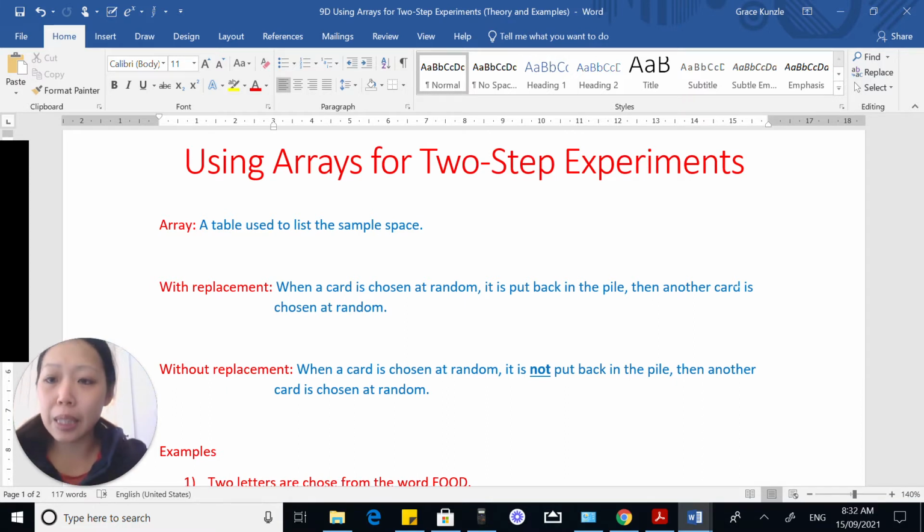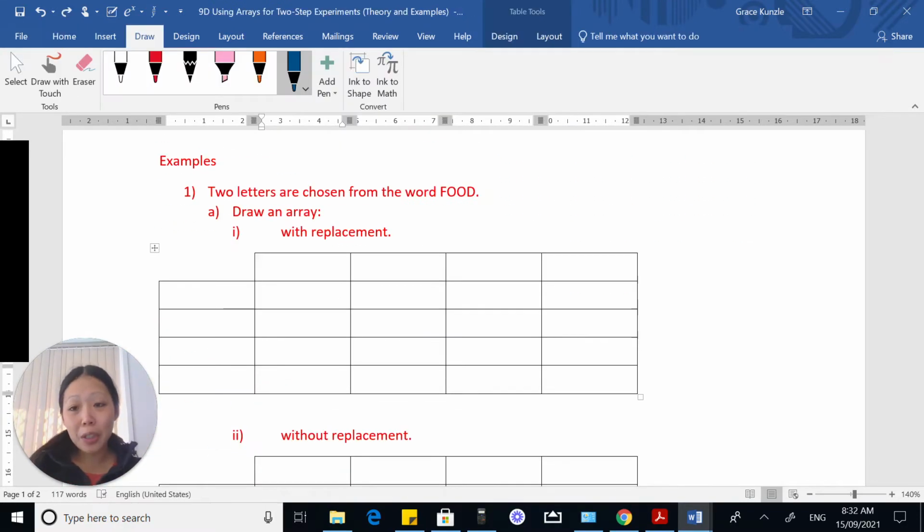Now, what I mean by this is, if I have a deck of cards and I choose a card at random, then I put it back in the pile, then choose another card, then that's with replacement. However, if I grab a card and then I don't put it back and then I choose another card, then that's without replacement. Okay, we're going to do some examples.